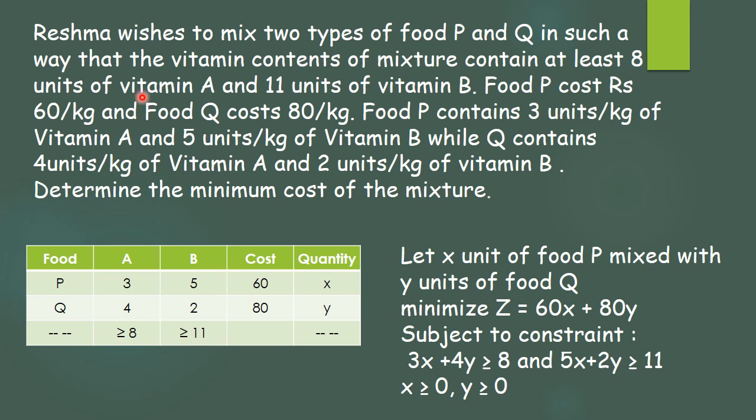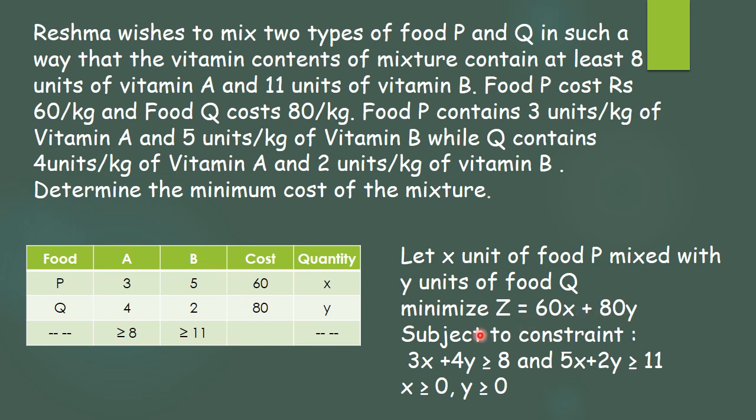Now what we require is that the cost should be the minimum. So minimum Z. Now what does Z depend on? What is the cost of P? 60 rupees per kg. If we are taking x kg or x units, this will be 60x and the cost of Q will be 80y. So minimize Z, which is 60x plus 80y.